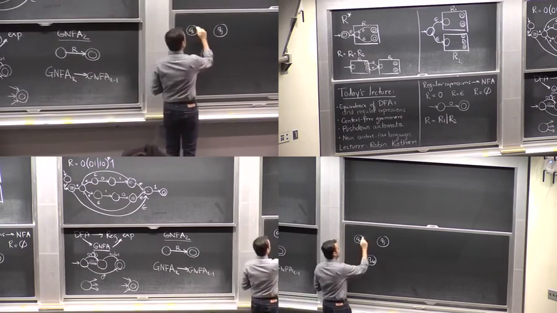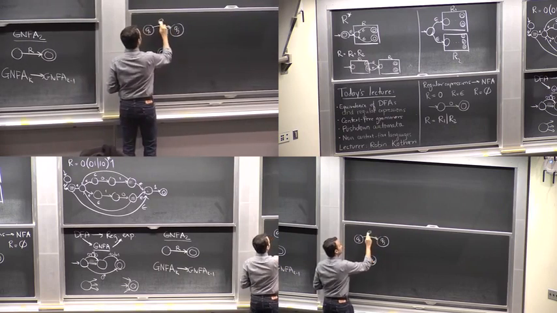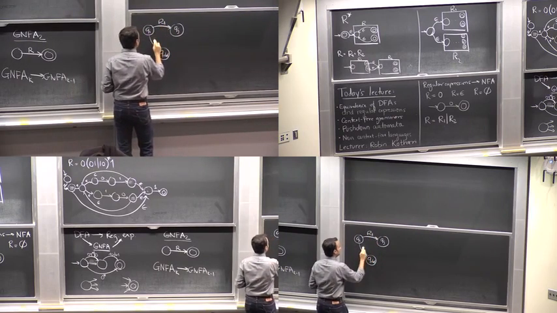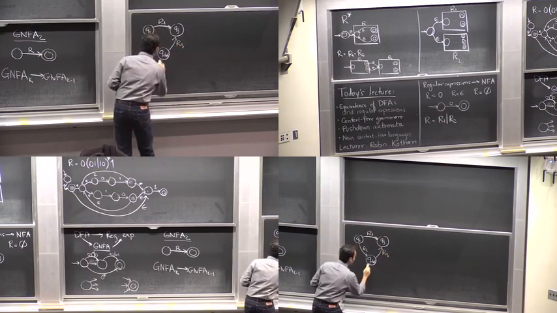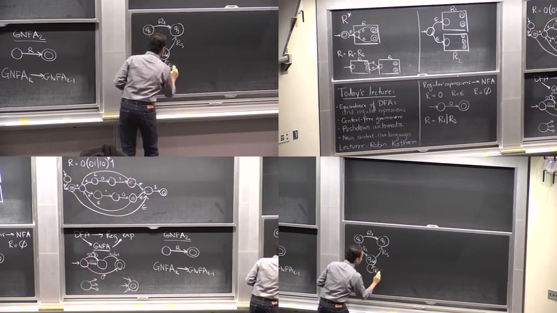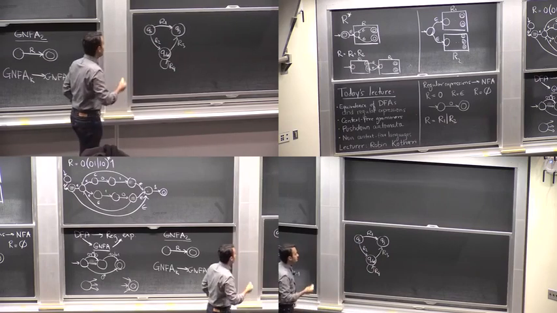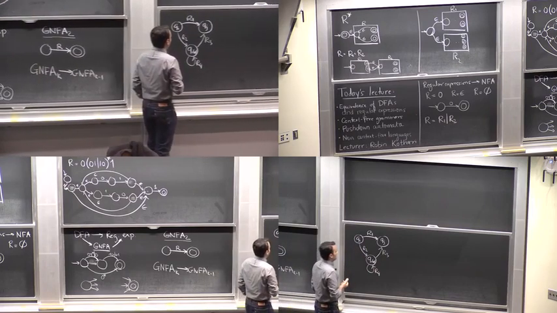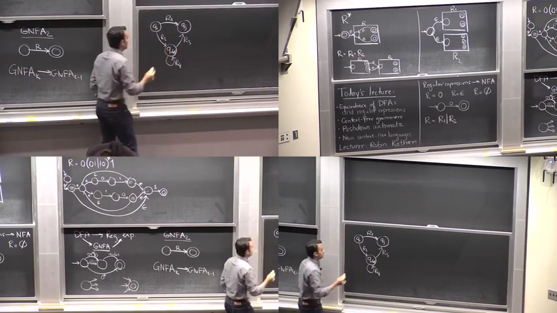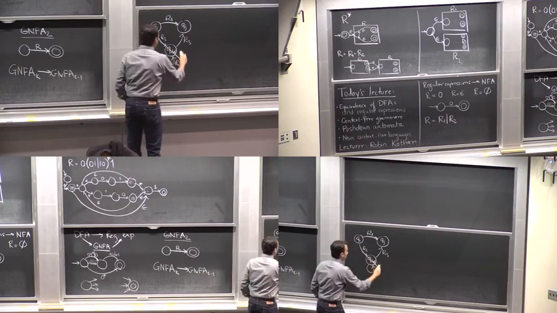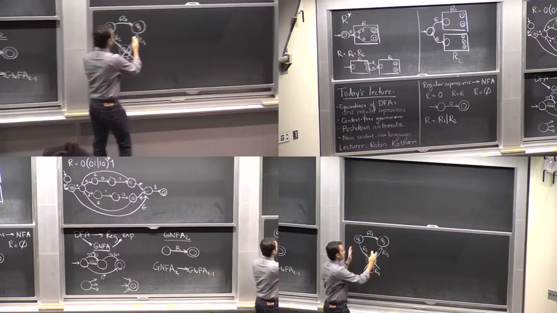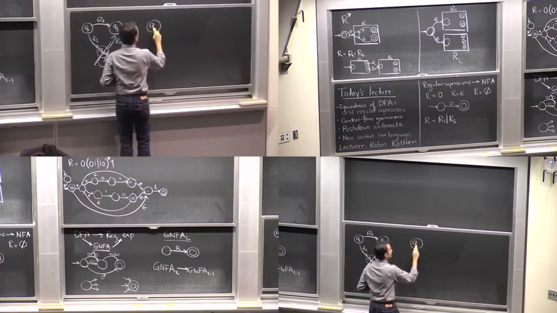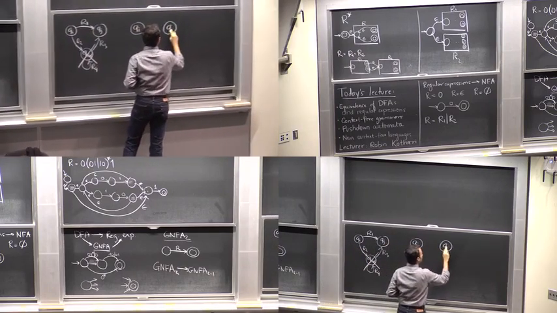So let's say, for example, there was some regular expression here, R1. There's some regular expression here, R2, and R3. This guy had a self arrow, R4. OK, let's say this is the setup. And now I want to rip this guy out of the machine and come up with a new transition function between qi and qj that still accepts the same language.